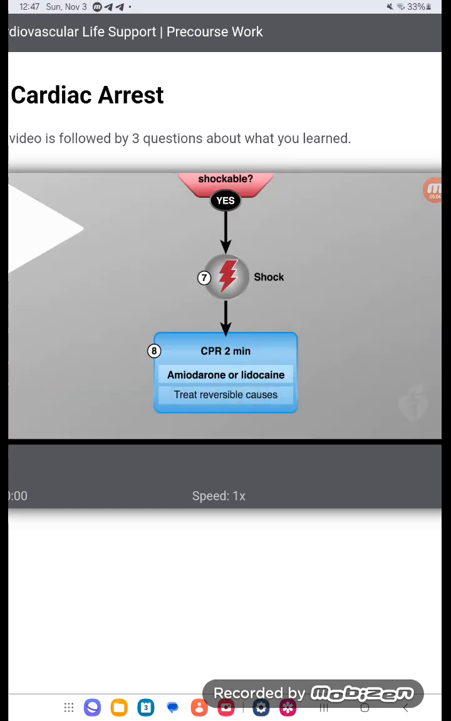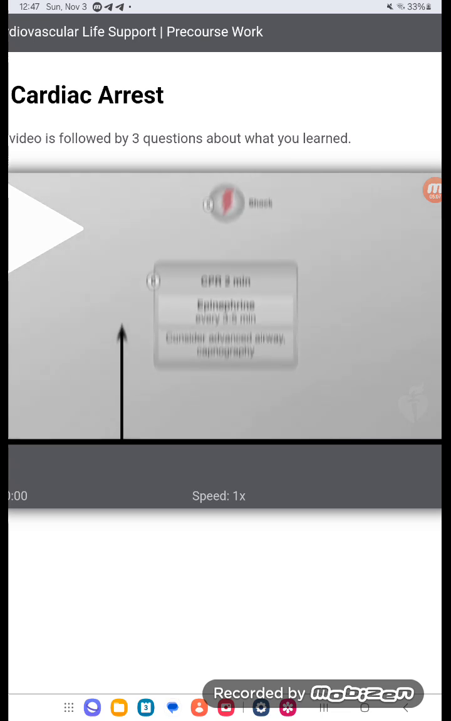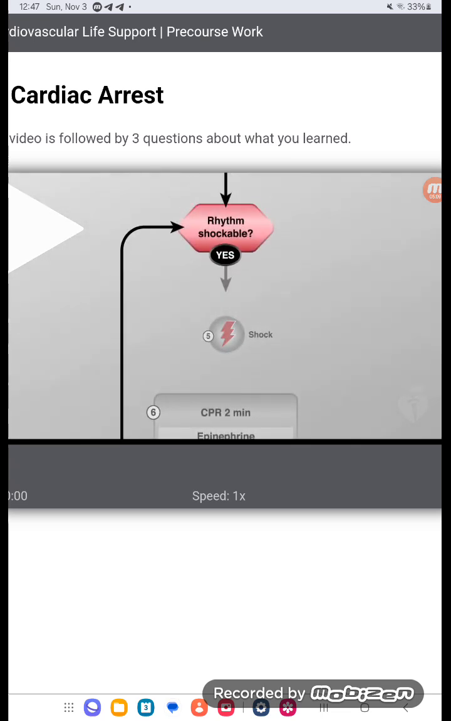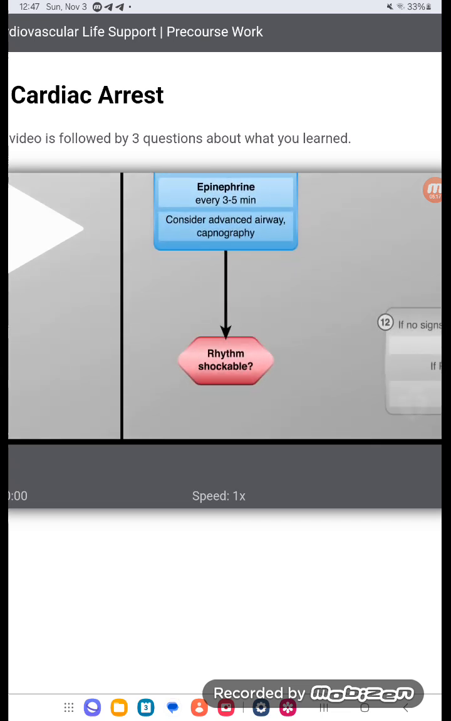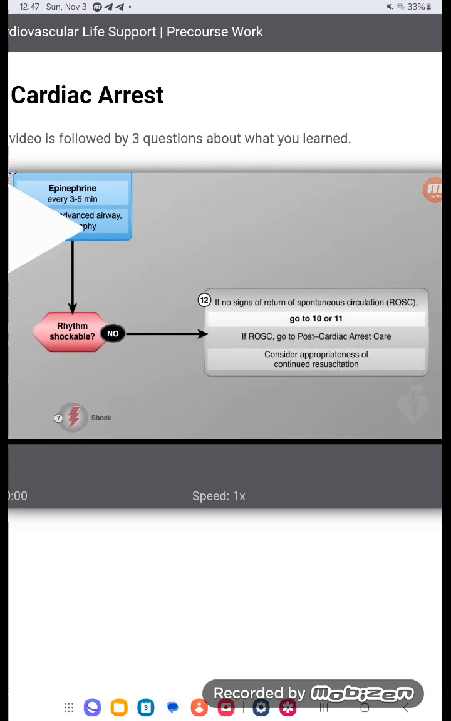After administering amiodarone or lidocaine, check for a shockable rhythm at the 2-minute mark. If one is present, return to step 5 and work through the sequence again until ROSC is achieved, at which point you'll move on to the post-cardiac arrest care algorithm. If you are unable to achieve ROSC in a reasonable amount of time, consider the appropriateness of continuing resuscitation efforts. If you encounter non-shockable rhythms at step 4 or 6 and there are no signs of ROSC, go to step 10 or 11 on the asystole PEA pathway.